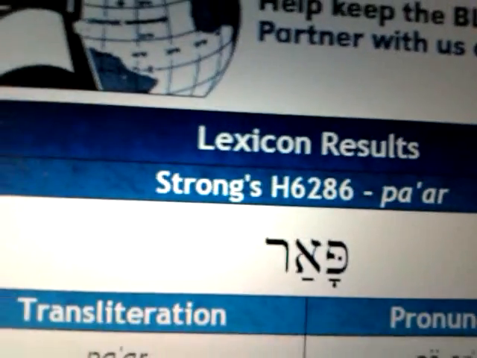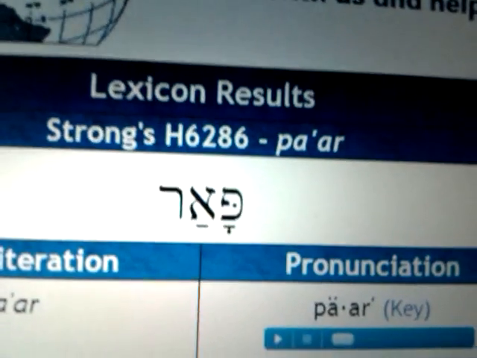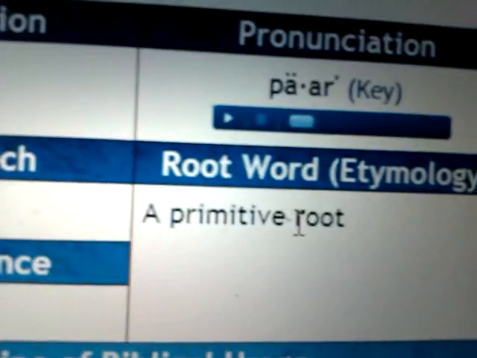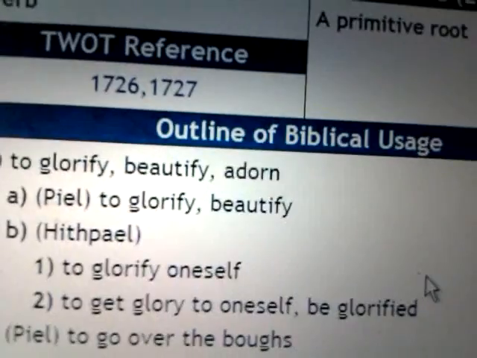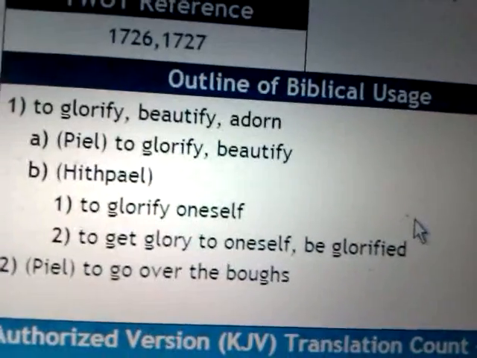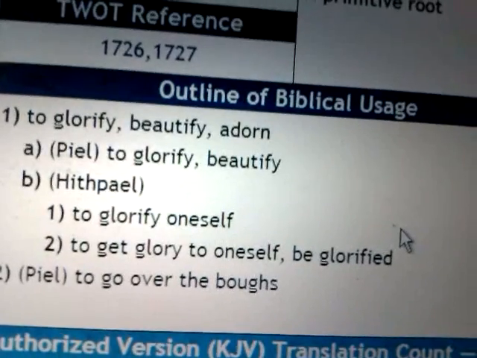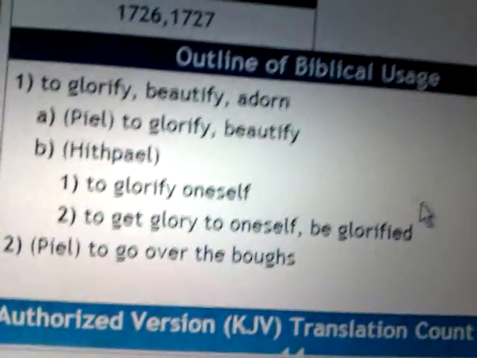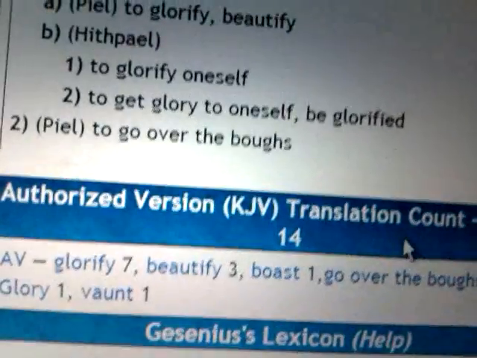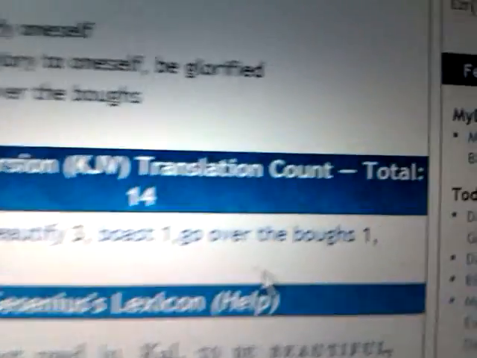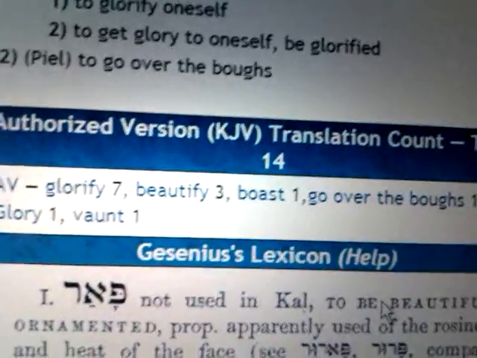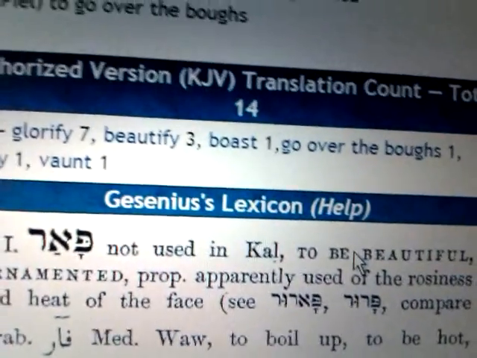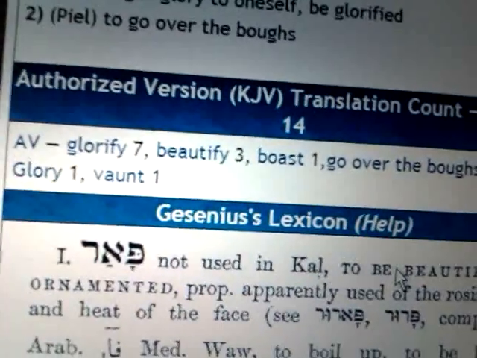Now, when we click on this, we find the Strong's H6286, the Pa'ar. Now, here is, they say, the primitive or the prime root. Now, the outline of the biblical usage is to glory, beautify, adorn, to glorify, to beautify, to glorify oneself, to get glory to oneself, be glorified, to go over the boughs, right? Now, the authorized version gives this 14 times. This is used in the sense of glorify, in the sense of beautify, in the sense of boast, in the sense to go over the boughs, in the sense of glory, in the sense of vaunt.